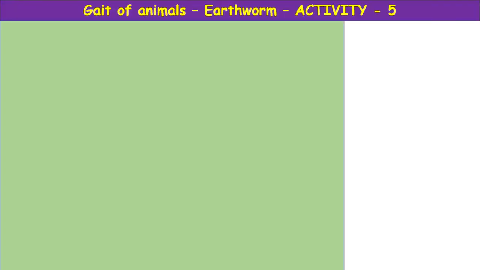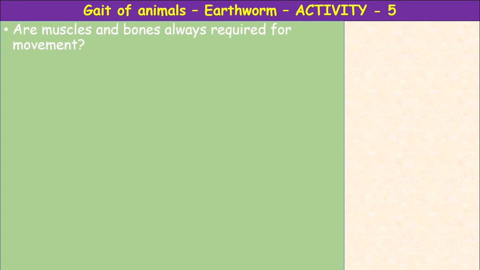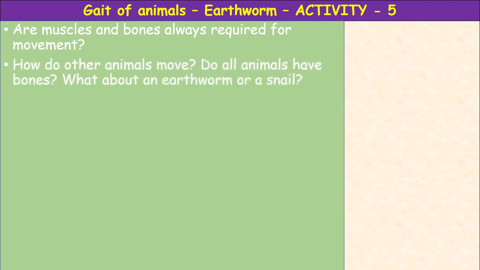Okay, let us continue with another activity. Gait of animals. What is gait? Position. Okay, are muscles and bones always required for movement? Yes. In some animals there are no bones. How do other animals move? Do all animals have bones? No.